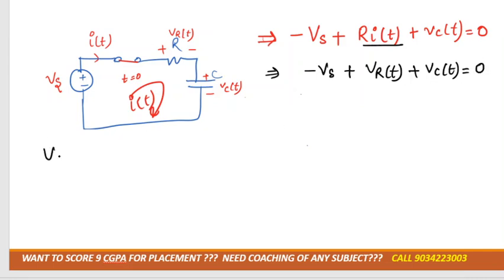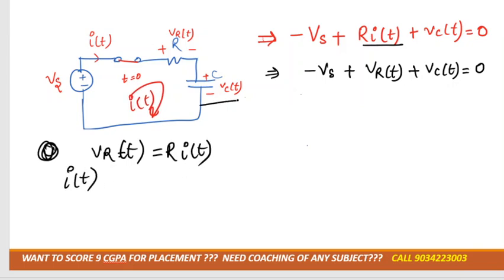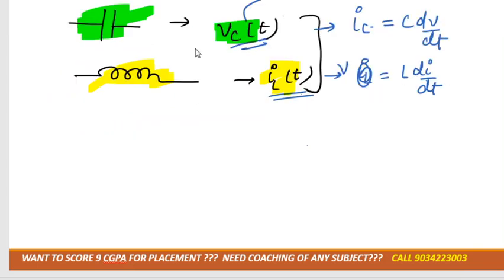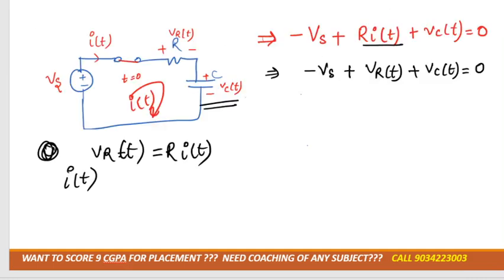And you have already studied that VR of t is equal to R into I of t, right? And I of t is how much? Current across capacitor is how much? Tell me the formula. C dV over dt. So can we put VR of t as equal to R as it is?